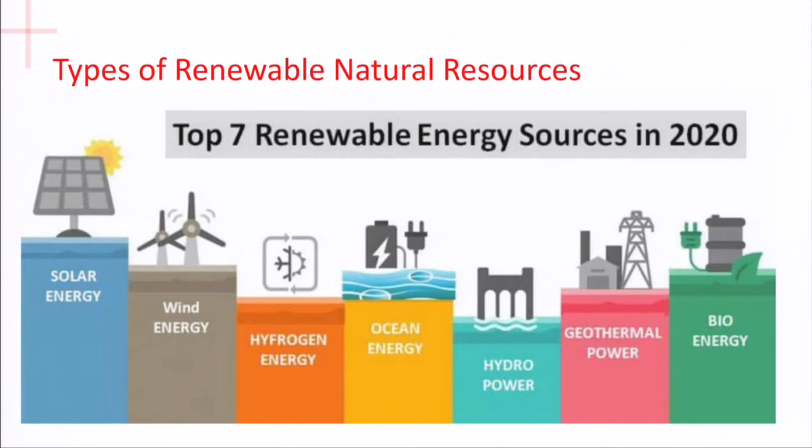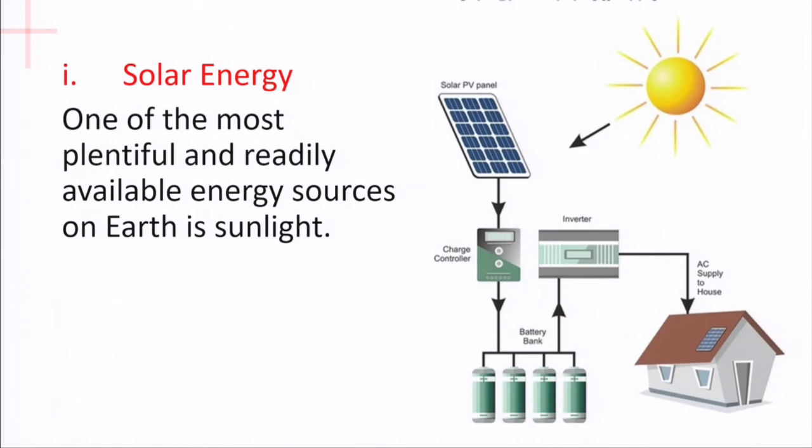There are different types of renewable energy sources, natural resources. The 7 top renewable energy sources as of 2020 are solar energy, wind energy, bioenergy, followed by ocean energy, hydro, geothermal, and hydrogen energy. Now coming to solar energy, it is one of the most plentiful and readily available energy sources on the earth, and it is obtained from the sunlight.